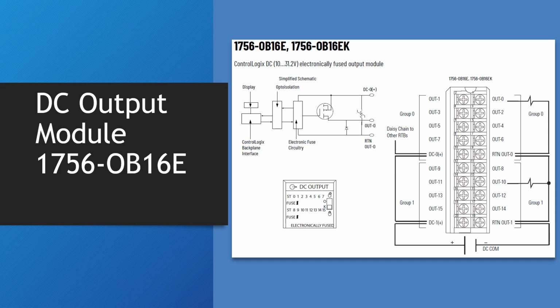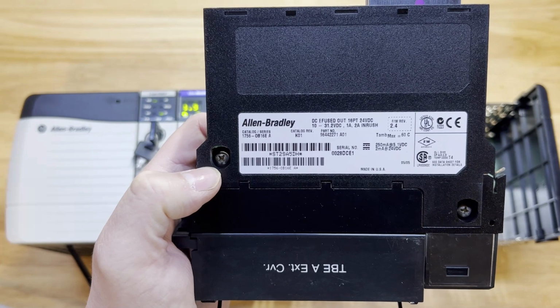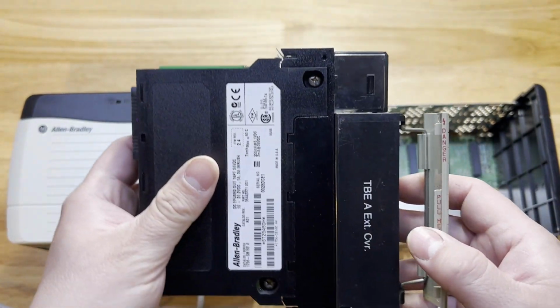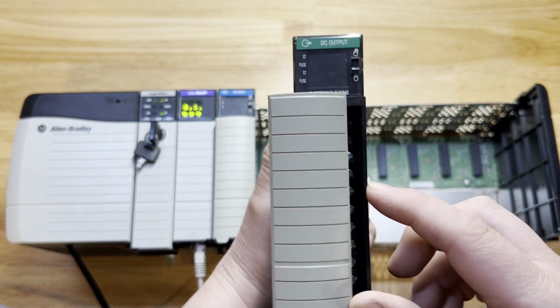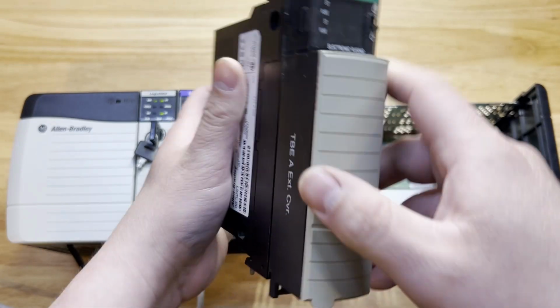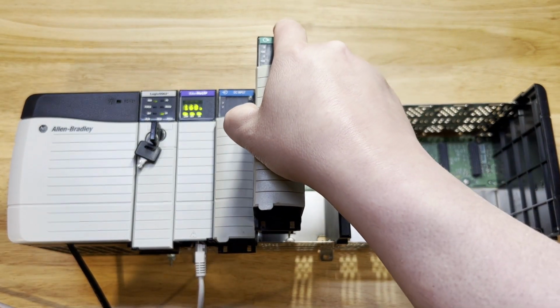As you can see in the circuit diagram, this is a sourcing output module. The module is broken down into 2 groups. Each group requires a DC positive and DC negative connection to function correctly. Here is our final module for today. As you can see, I've already installed the removable terminal block. So once again, I'll slide this module into slot 3.